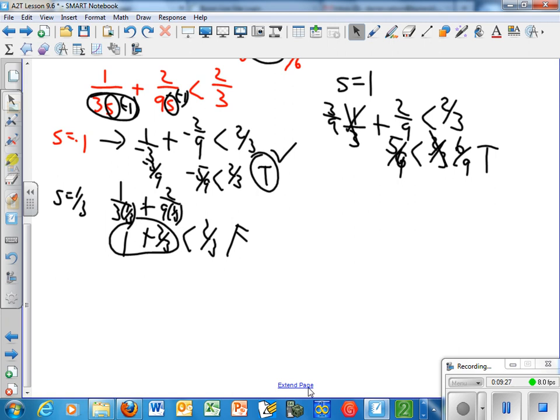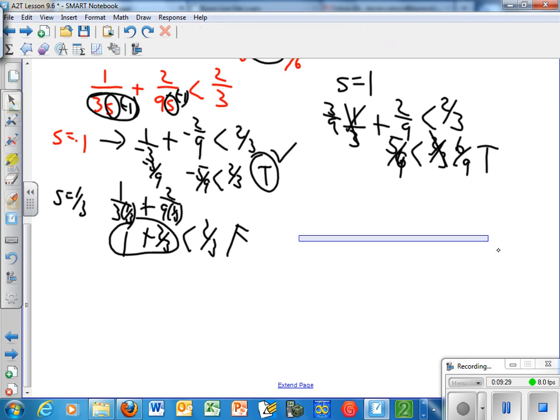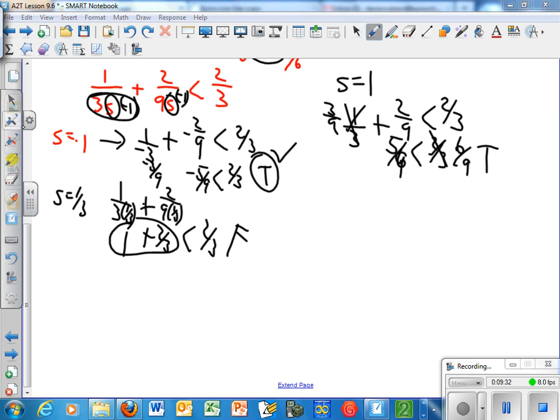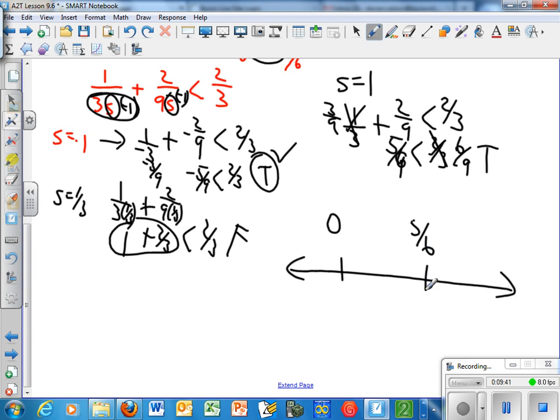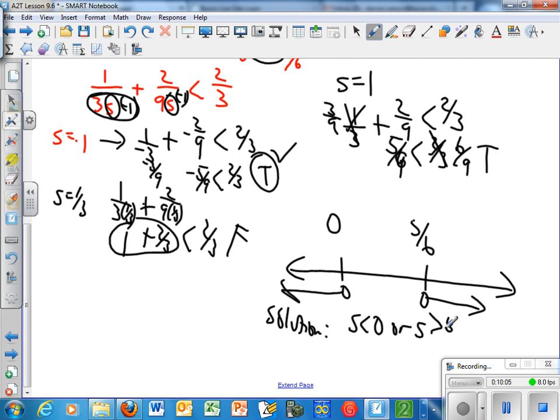So basically, if I looked at the graph of my solution, where we had 0 and 5/6 on the number line, it would be an open circle here going that way, bigger than 5/6, and all these negatives less than 0. Now, if you're going to write the inequality solution, that would be the graph, but I want you to write the solution. The variable used was s, so we're going to say s is less than 0 or s is bigger than 5/6.